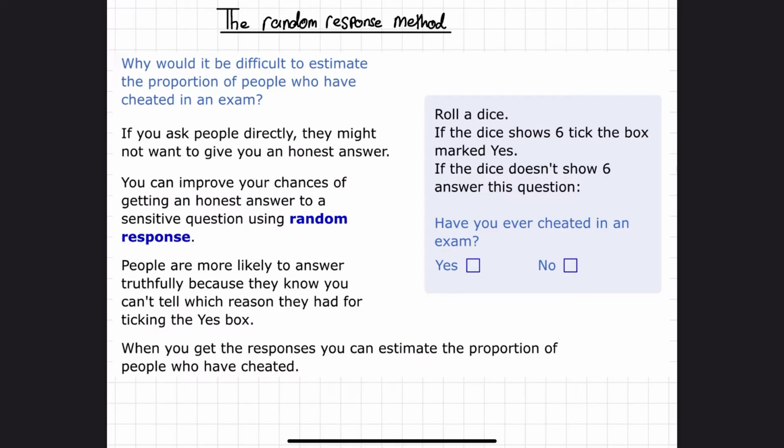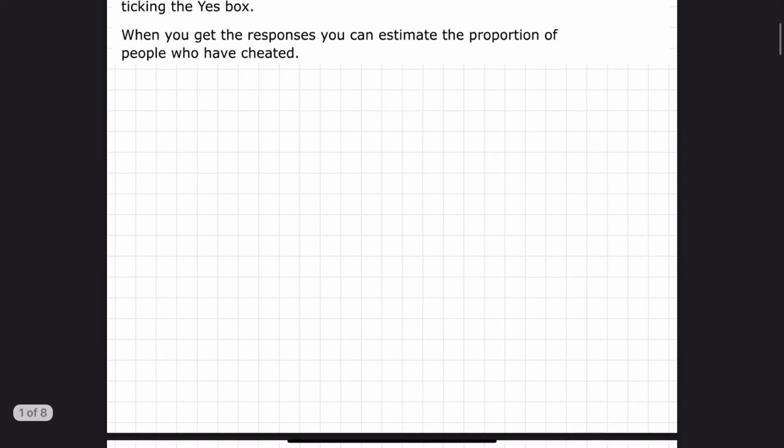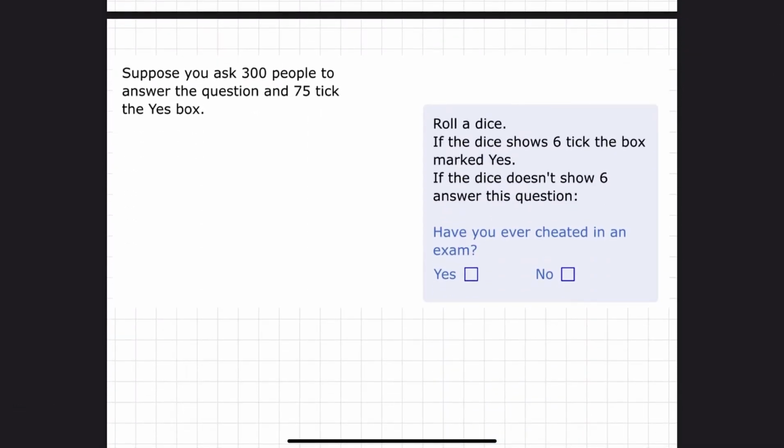So, let's have a look at random responses. Suppose you have 300 people to ask. Suppose you ask 300 people the question and 75 people tick the yes box. Here is the question we have. Roll a die. If the die shows 6, tick the box that is yes. If the die doesn't show 6, answer the question. So basically, if you roll a 6, don't even read the question, just tick yes. If you don't roll a 6, then you read the question and answer honestly.